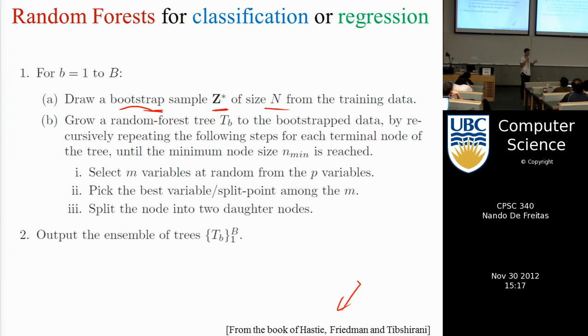So you're randomizing, you're picking 100, and the reason is we're creating trees that are very different. Each of these trees might not be the greatest classifier, but when you average many trees, you get a very strong classifier.